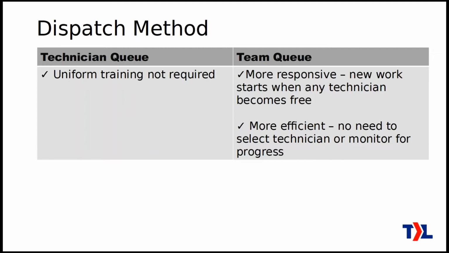Also, you don't need to monitor those queues on an ongoing basis to see if one engineer has gotten kind of stalled on something and it's delaying everything in his or her queue. We don't need to monitor that because that's not a problem that happens anymore. So overall, the team queue is better. If you can do it, the team queue is best. I mean, in real world life though, the technician queue can be a lot easier to start with.